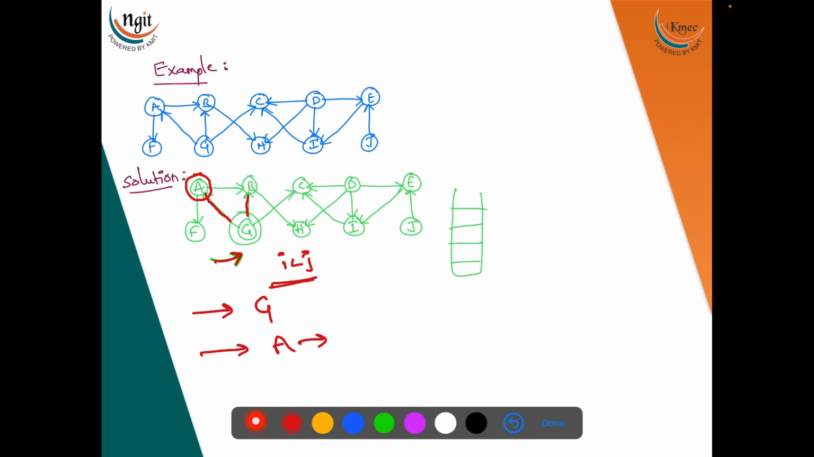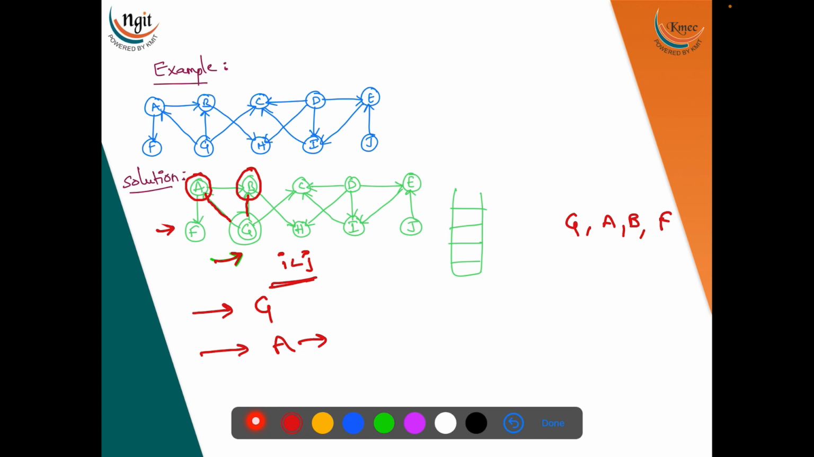Now I'm just visiting this B. Okay, so what are visited? G is visited and A, B are visited. Once I finish with B, there are unvisited vertices of A still. That means F. A, B, F. So where we are now is at vertex F. F doesn't have any other vertices to get visited.